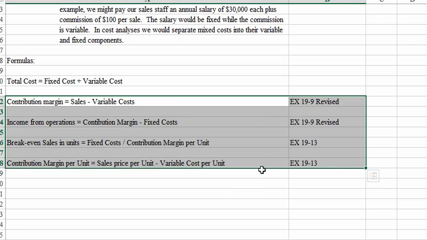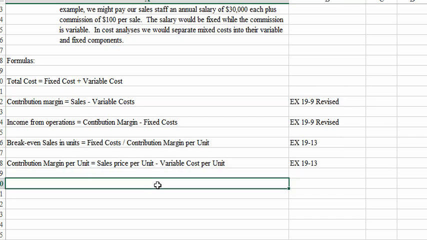So you just refer back to these formulas for your two exercises you'll work here in chapter 19. They're really, I think, very straightforward. You'll just plug in the numbers.